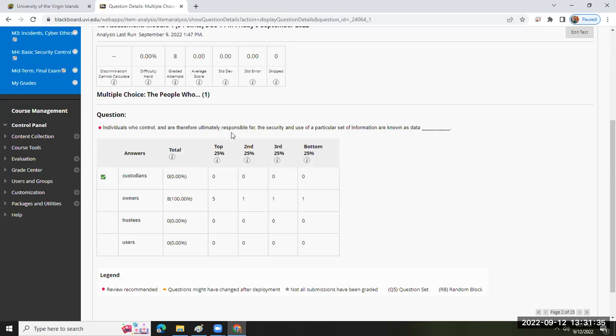Individuals who control and are therefore ultimately responsible for the security and use of a particular set of information are known as data blank. And you're saying, well, that's the thing. In the study guide, the words "ultimately responsible for the security and use of a particular set of information are known as blank" are referencing data owners. I don't know if I have an older version.